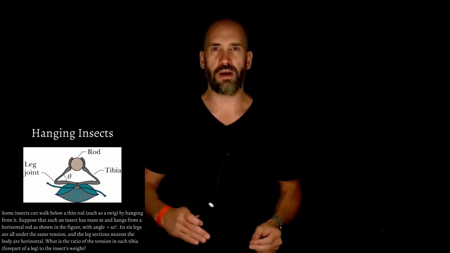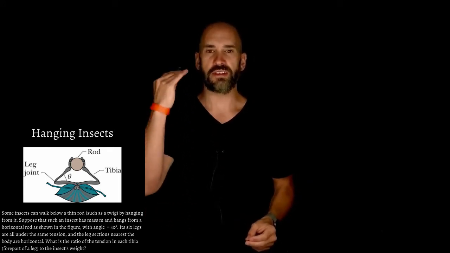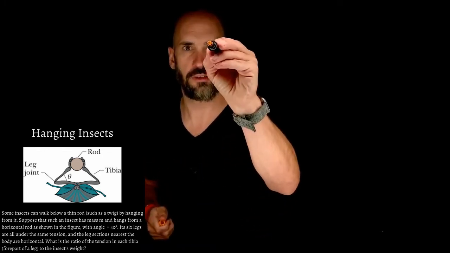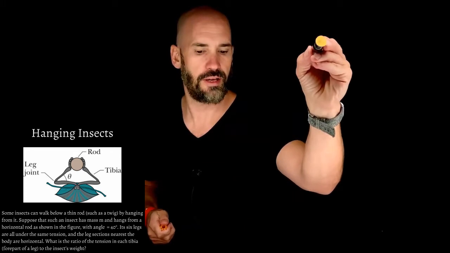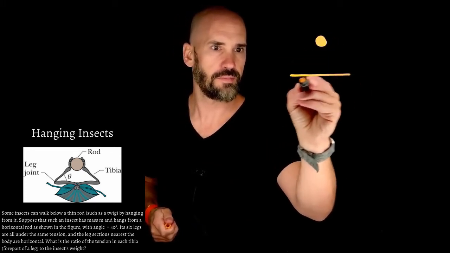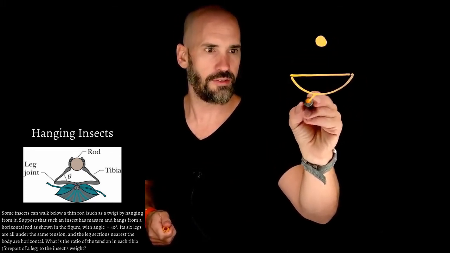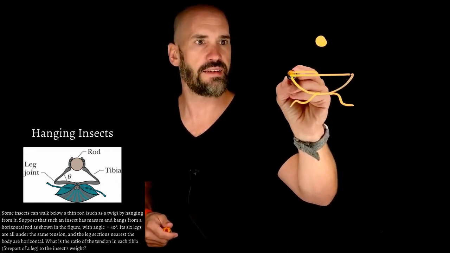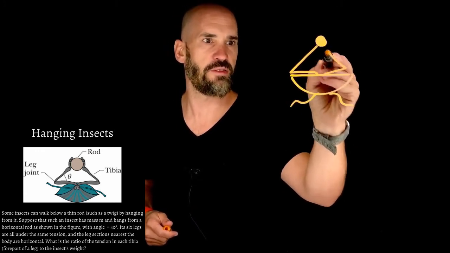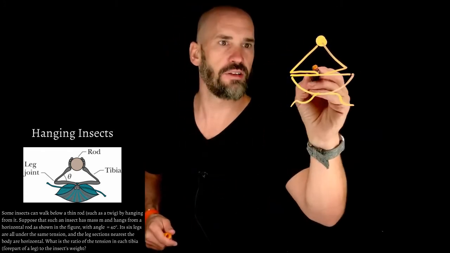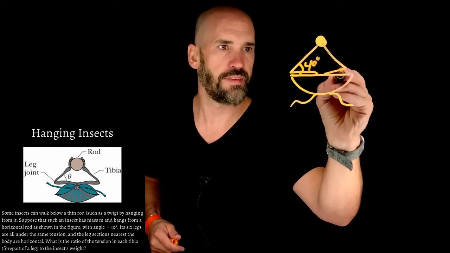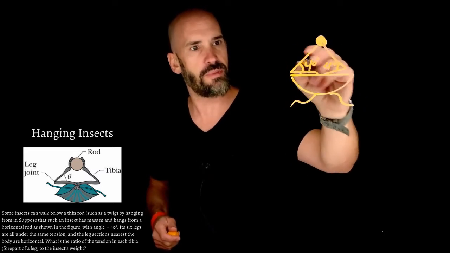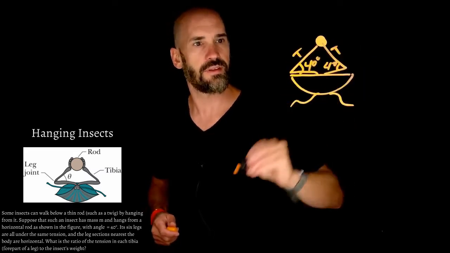So no big surprise. We're going to do the same thing we always do, which is make a free body diagram. What is happening in this free body diagram? Well, we have the little twig right here. And then we have the bug. There's little antennae, right? And then he has these legs that go like this, and there's 6 of them. And the angle for each one is 40 degrees. That's 40 degrees as well. So the tension in each tibia, this is the T here.